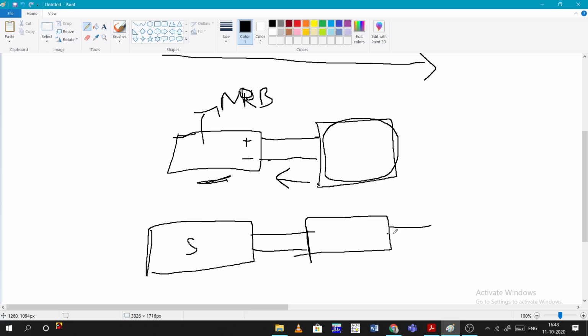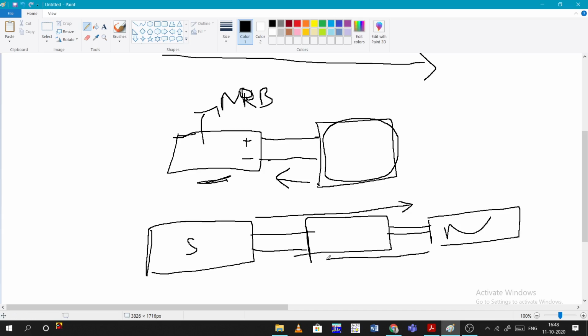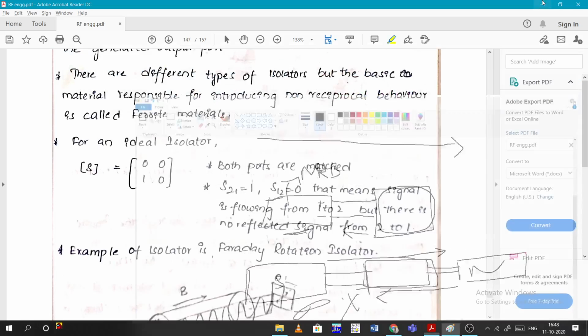This isolator will be connected to the network. So what happens is there will be flow on one side only. If some mismatch happens and there is a reflection, it won't reach the source, it will be absorbed by this isolator. So let's see how it works and what the properties of an isolator are.